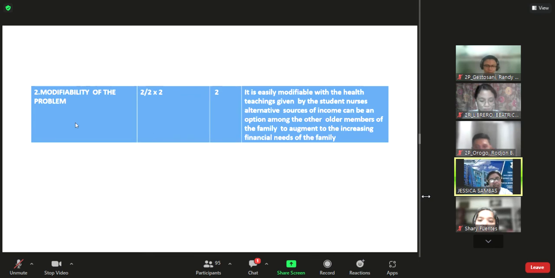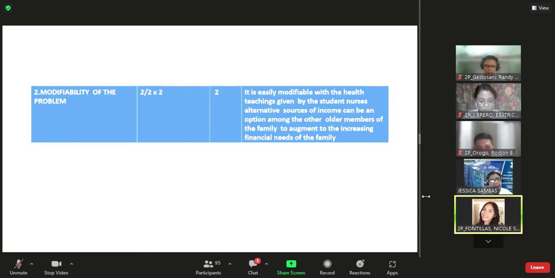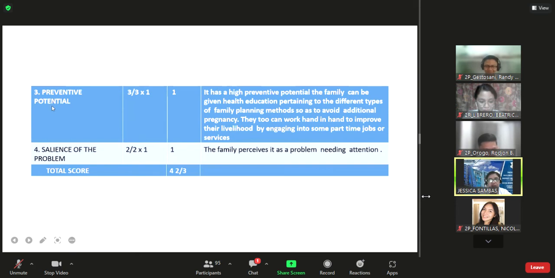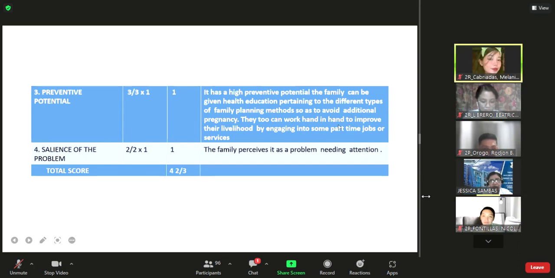What's the next criteria after modifiability? Preventive potential, ma'am. Correct. Preventive potential. Thank you, someone else answered. So here, the preventive potential is high. So, 3 over 3. 3 is the actual score, 3 is the highest score, multiply it with the weight. Now, it has a high preventive potential. The family can be given health education pertaining to the different types of family planning methods so as to avoid additional pregnancy. They too can work hand in hand to improve their livelihood by engaging in some part-time jobs or services. Now, let's go to salience.